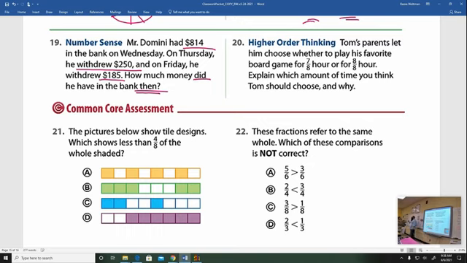So, first question. Put your hands up if you have the answer. First question. What is the operation? What's the operation? It's subtraction. That's correct. The operation is subtraction because he withdrew money. So we're going to take 814. First, we're going to deduct or subtract 250. That's the first step we're going to take, right? First step. Jack, what's our answer when we take 814 minus 250?